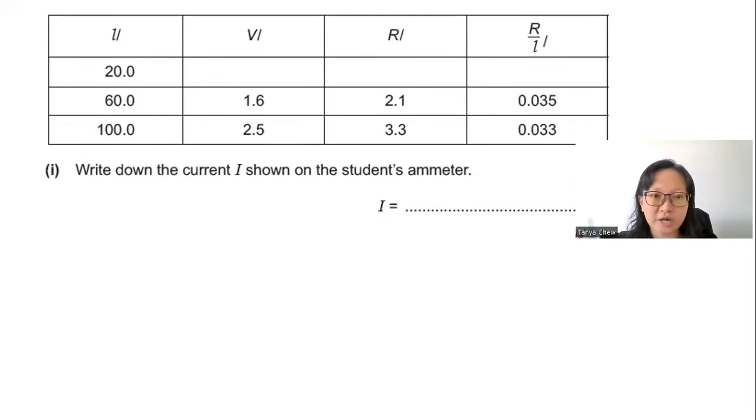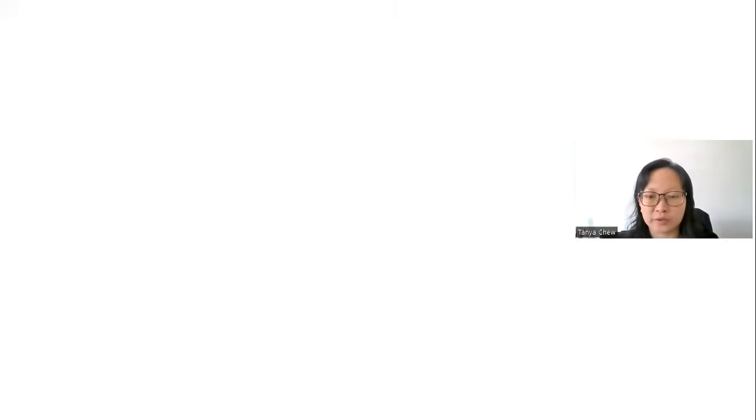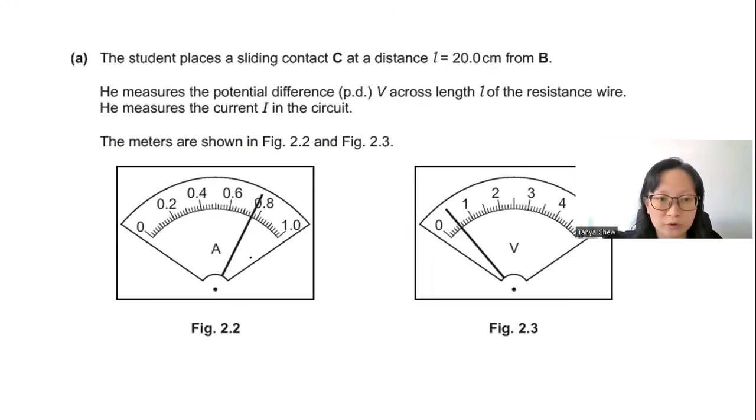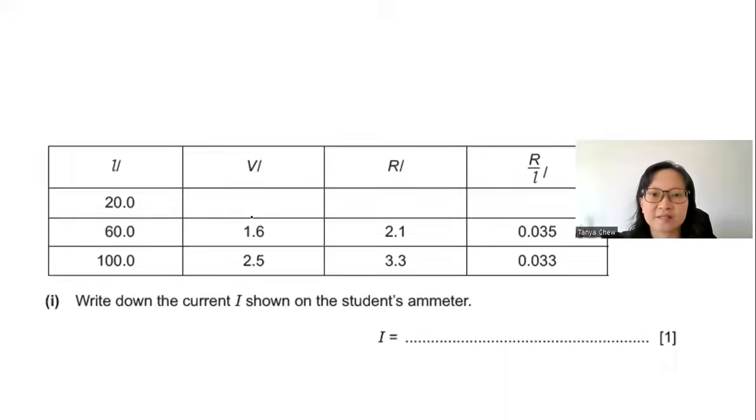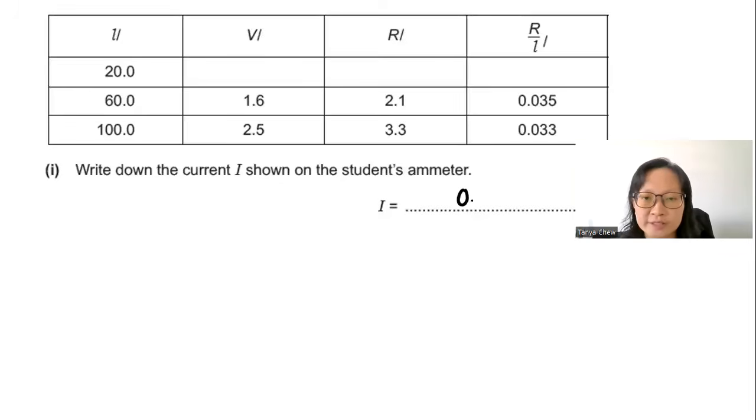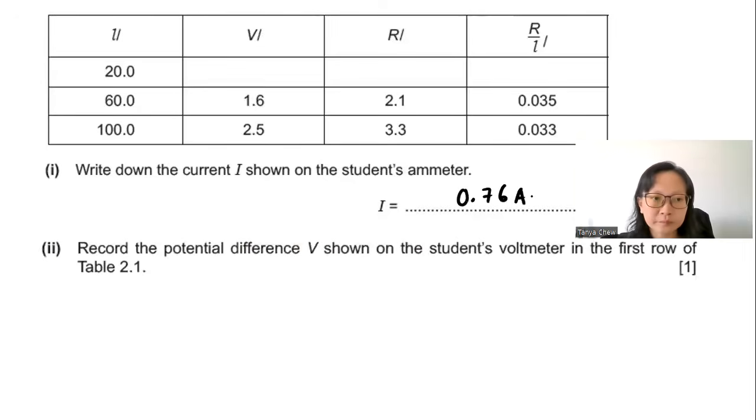First part, write down the current I shown on the student's ammeter. So this is the ammeter. So you have to look at this value over here, because the unit of current is ampere. So the reading is actually 0.7 here, 0.72, 0.74, and 0.76 is the answer. So my answer is 0.76 ampere, together with the unit.